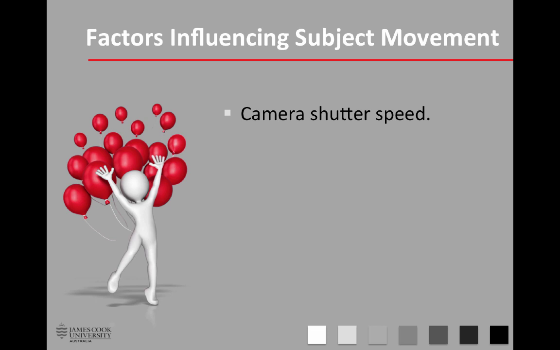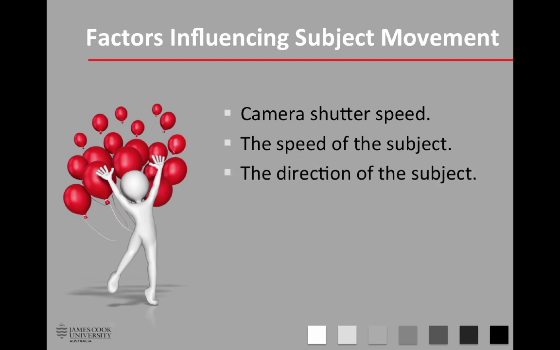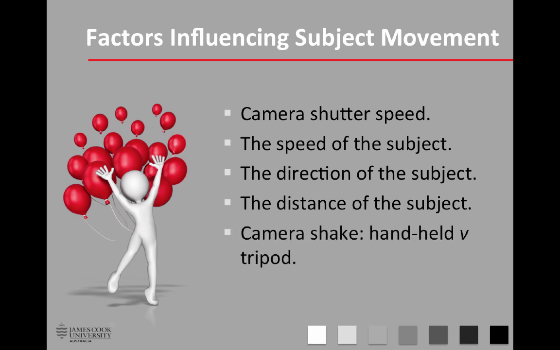So let's summarize the factors influencing subject movement that we have discussed so far. Camera shutter speed selection is the most critical factor affecting subject movement. The slower the speed, the greater the subject movement. The faster the shutter speed, the less subject movement. The speed, the direction, and the distance of the subject. Whether the camera is handheld or mounted onto a tripod or other camera support. And a technique called camera panning, which we will soon discuss.